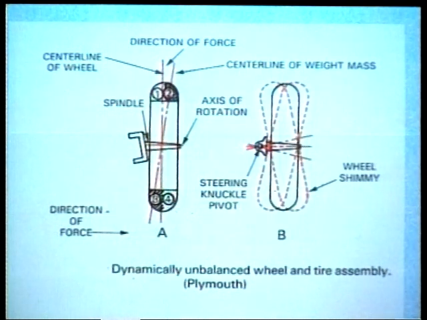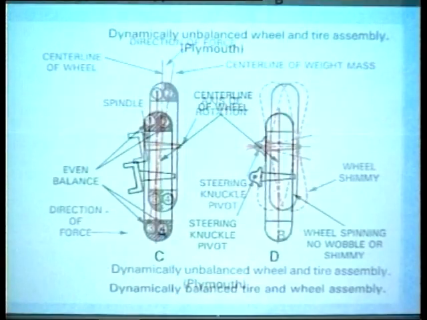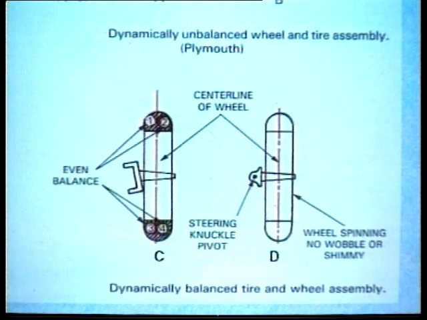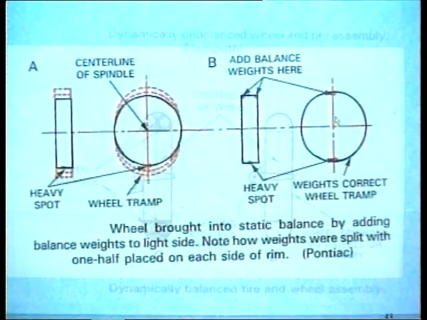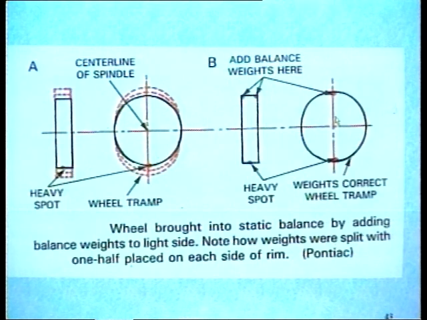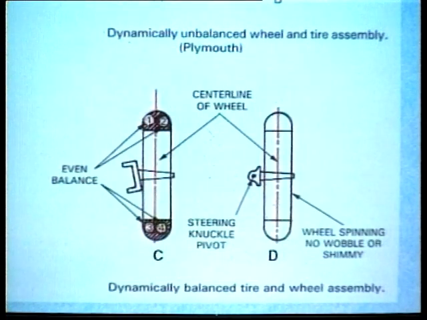Dynamic balance is corrected by adding wheel balance weights in amounts sufficient to bring the weight mass and wheel center lines into the same plane. Figure C shows the dynamically balanced wheel; note how the weight mass and wheel center lines coincide. When the wheel rotates, there is no shimmy, which is shown in figure D. Before balancing, check wheel and tire runout. Always the tire should be statically balanced first and then balanced dynamically.